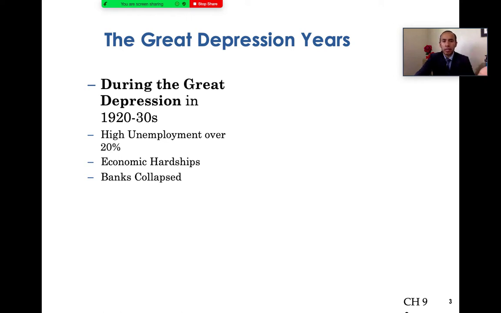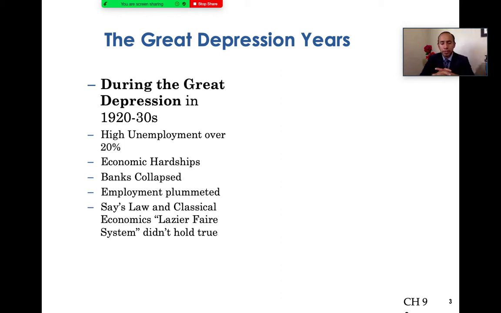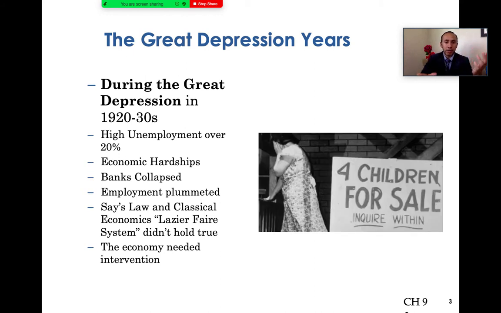And many were expecting the economy to improve through market forces, and that didn't happen. Employment plummeted. Say's law and the classical laissez-faire perspective of leaving the economy alone, the economy knows best, didn't hold. The economy was not improving, and it lasted for 2 years and even longer. The Great Depression is referred to as 24 consecutive months of low economic activity, and no one had experienced that situation to that degree before.